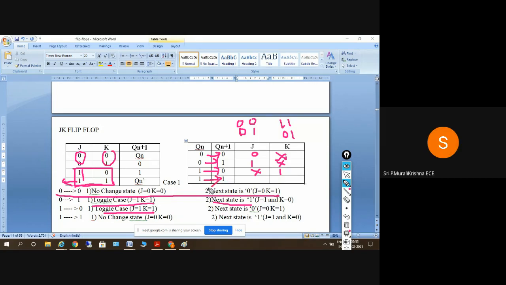Next, the no change state. 1 to 1 is a no change state. When does the no change state come? 0 0 is a no change state, and the next state is 1 when J is equal to 1 and K is equal to 0. So J is equal to 1 and K is equal to 0. What is this case here? It is a don't care, 0. So this is the excitation table of the JK flip flop.